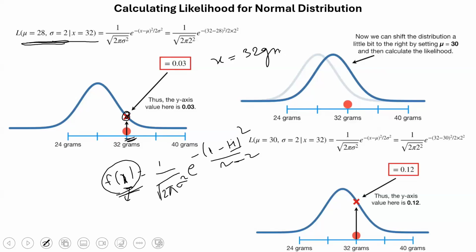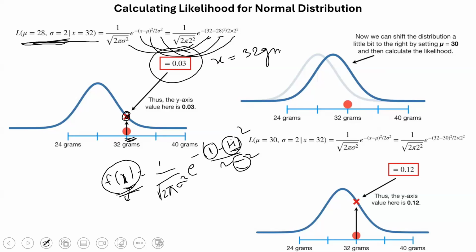Now you know the mu value, because these are distribution parameters. You know the sigma value, and you also know the x value for this data point. If you substitute all those values, x you have to substitute as 32, mu you have to set as 28, and sigma you have to set as 2. That's what is done here. The point is 32, mu is 28, sigma is 2. When you do that calculation, the likelihood that you get is 0.03.